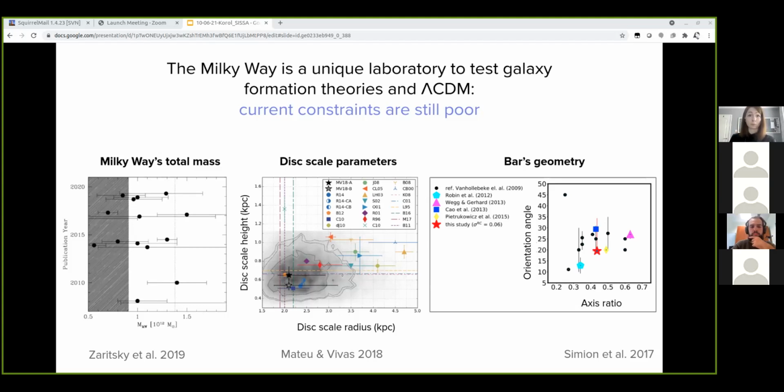So this is where LISA may play an important role, providing an additional messenger, gravitational waves, for galactic studies. And moreover, we can combine the two messengers that we have now, electromagnetic and gravitational waves, to build a more complete picture of the Milky Way.